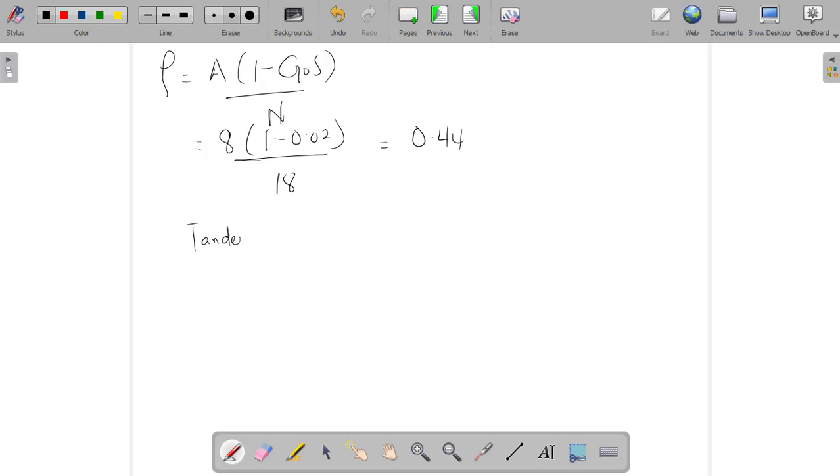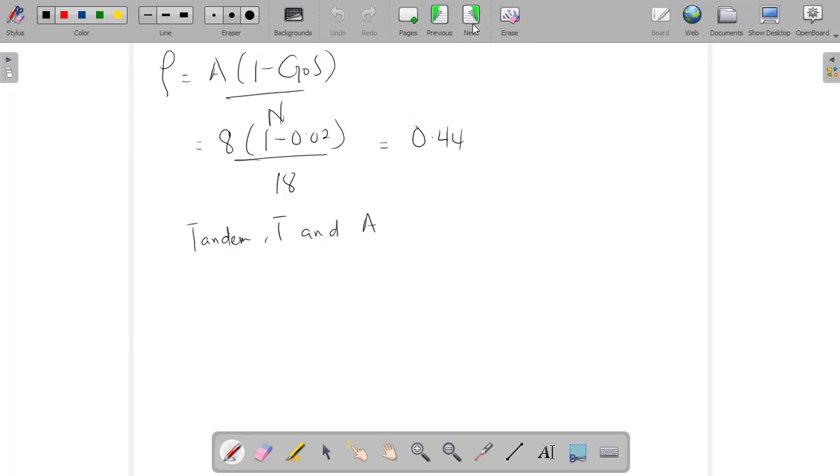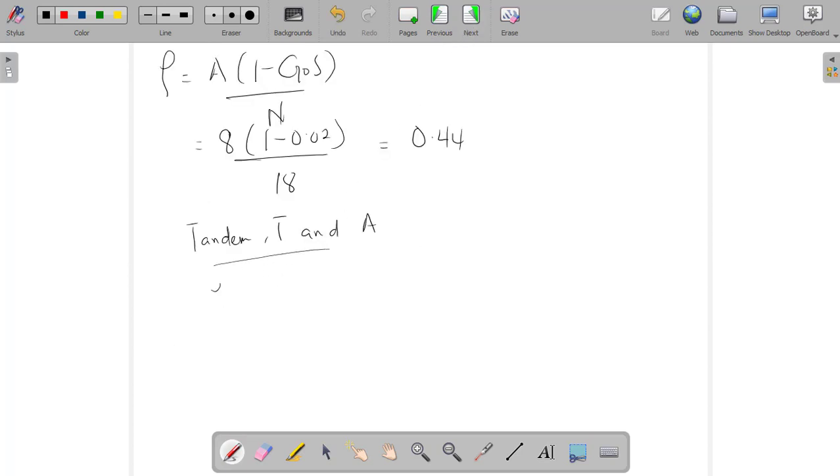Similarly, in the case where we have a tandem exchange, let's say between T and A, A will originate in practice 12 erlangs to T, and similarly T will accumulate the traffic coming from B, D, and C and also send them to A. And so as A is transmitting 12 erlangs to T, T will transmit 12 erlangs in the opposite direction to A. And so we are going to have our total traffic intensity being 24. So rho is equal to 24 divided by (1 minus our GOS, which is 0.02).